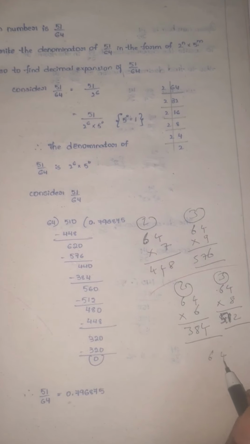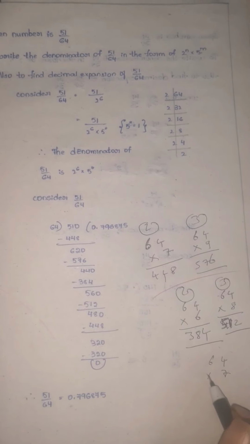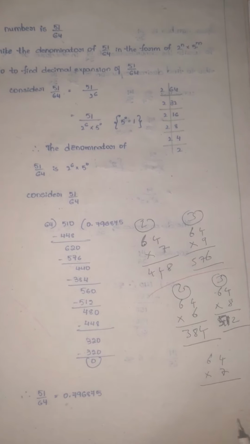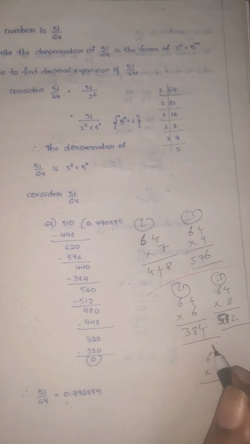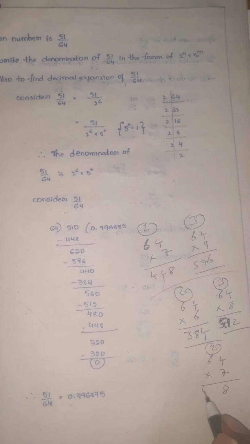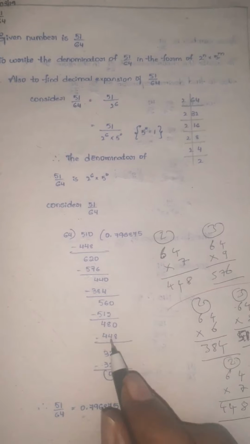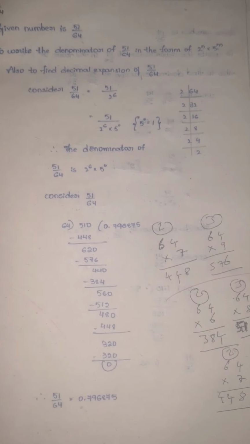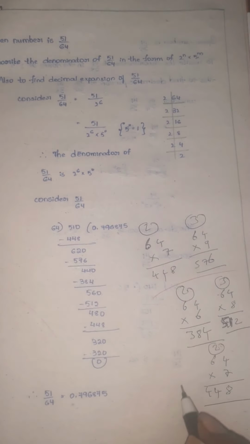Again, 64 into how much should you do? 7. 7 4s are 28. 7 6s are 42 plus 2 is 44. 448. So 480 minus 448 is 32. So again we did not get remainder 0.